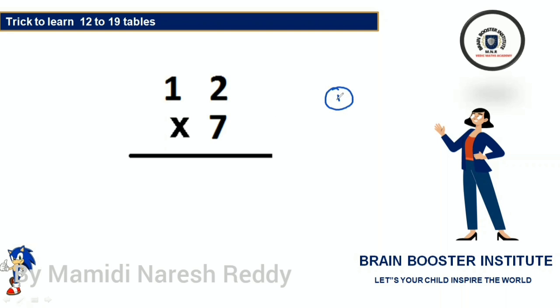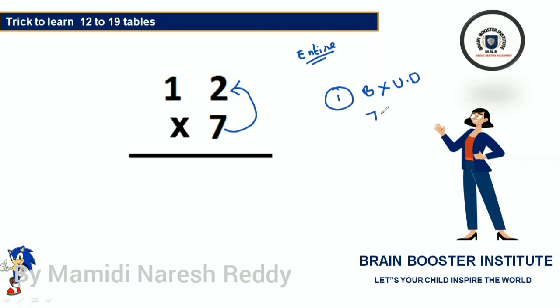So what do we need to do, my students, friends and teachers? Step 1: the entire bottom number. Please note this point, entire bottom number. As we have a 1-digit number here, we take the 1-digit number. If there is a 2-digit number, the 2-digit number is to be taken. So the entire bottom number is to be multiplied with the units digit of the top number.